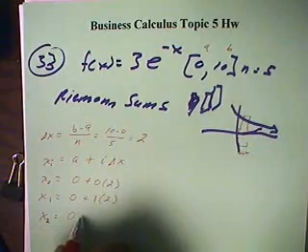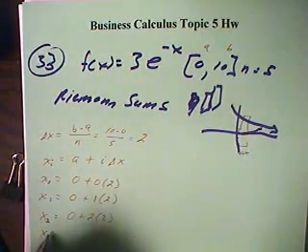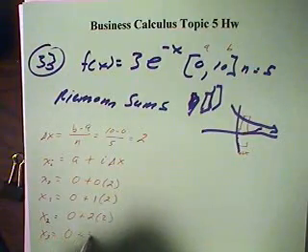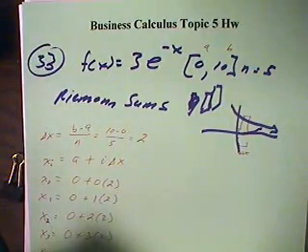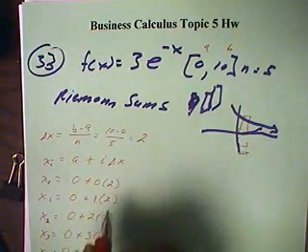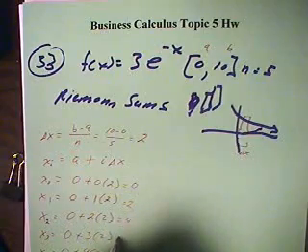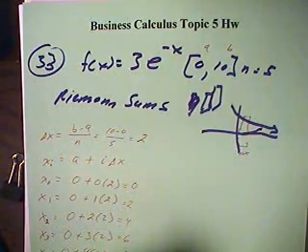x2: a is still 0, plus 2 times 2. x3: 0 plus 3 times 2. And x4: 0 plus 4 times 2. This adds up to 0, this adds up to 2, this adds up to 4, this adds up to 6, and this adds up to 8.